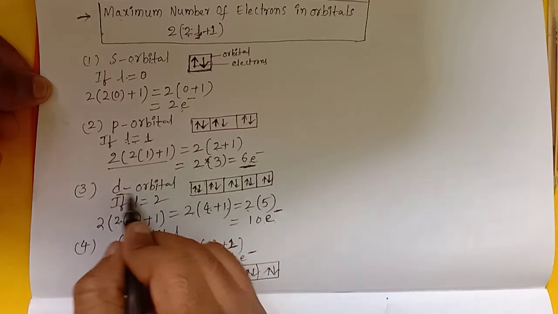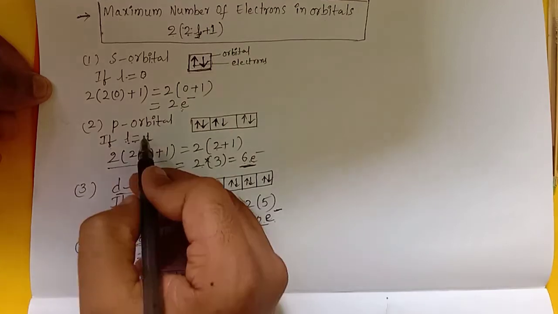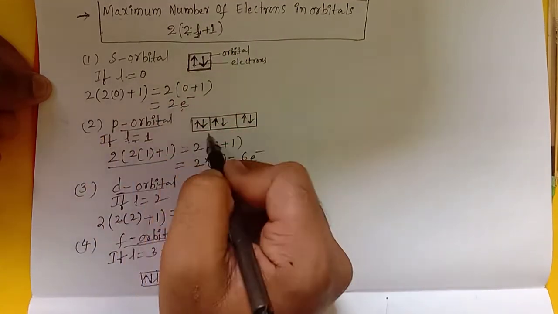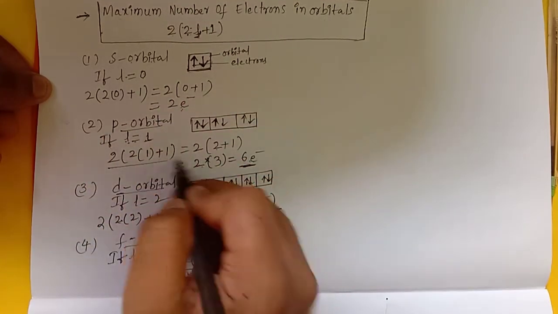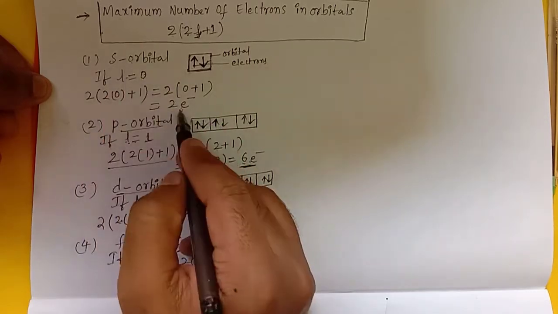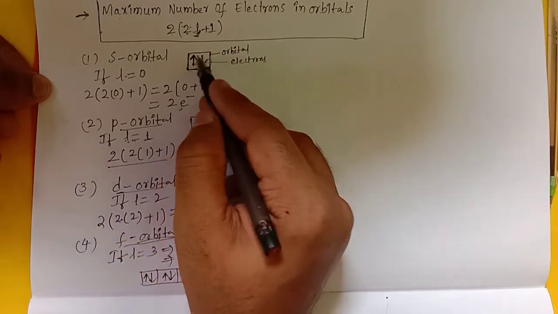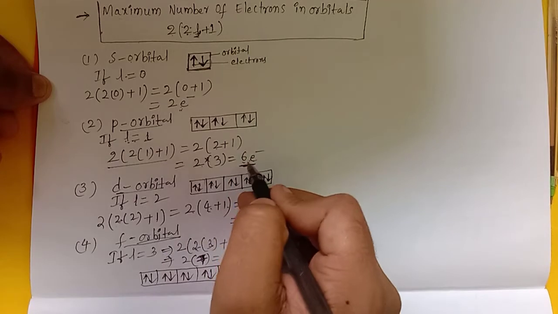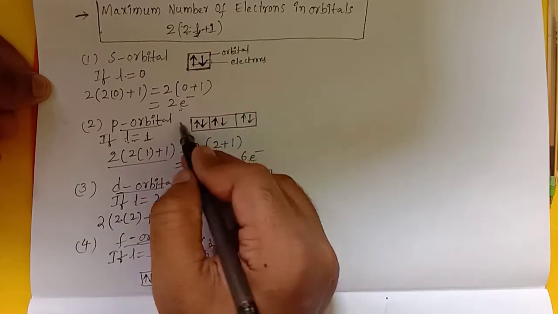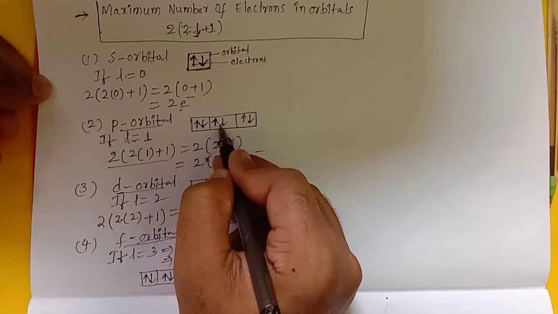d orbital, how many electrons? 10 electrons. p orbital, how many electrons? 6 electrons. And s orbital having how many electrons? 2 electrons. 2 electrons means we only have to take one box. 6 electrons means 3 orbitals we have to consider. Each orbital contains 2 electrons.